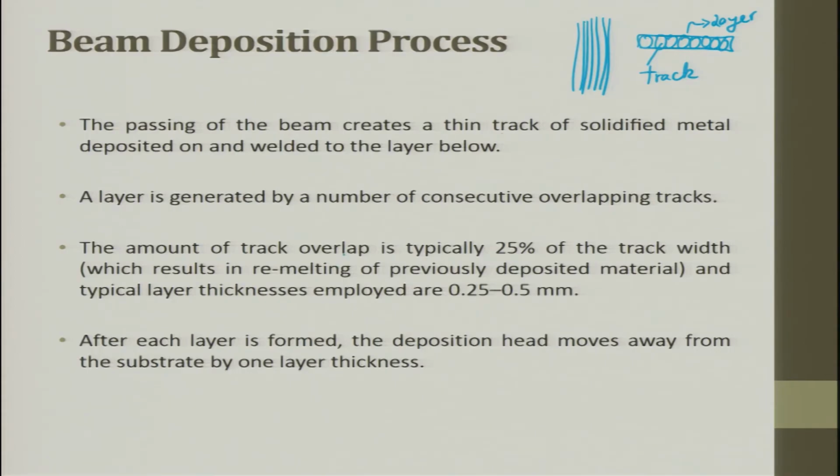The amount of track overlap is typically 25%. So this helps you to stretch the tracks. So this is 25% overlap of the track width, and typical layer thickness employed is 0.25 to 0.5 millimeter. After each layer is formed, the deposition head moves away from the substrate by one layer thickness.